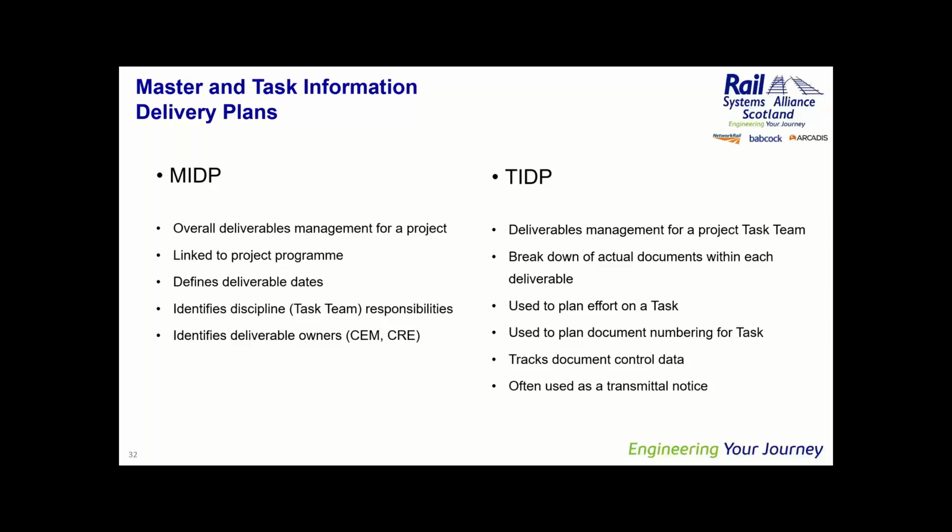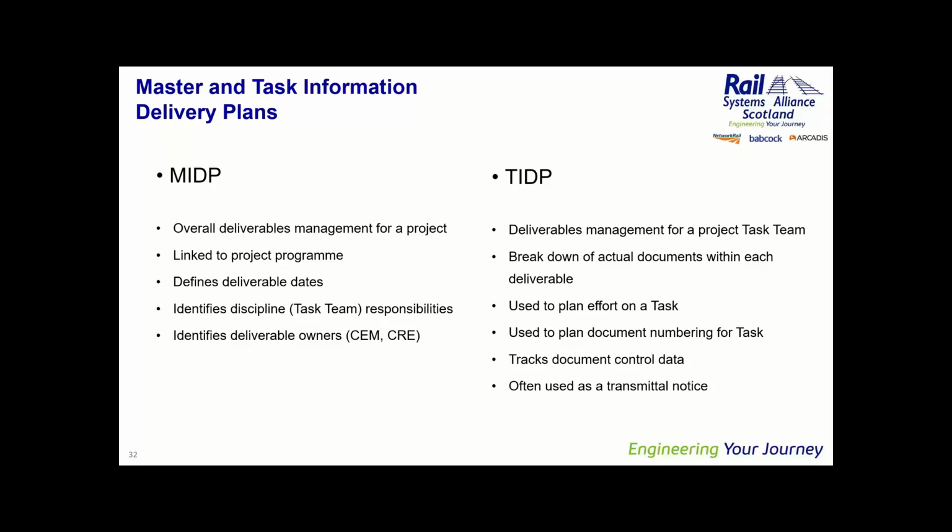The task information delivery plan is the breakdown for a task team, and the term discipline or task team could really be interchangeable there. So for a task team, it would be the actual documents within that deliverable. So for a Form A delivery, you might have a track team, and you might have a civil team, and you might have an electrical team. And so each of those teams then would break down 15 drawings, 5 models, 2 reports, and a risk register or something like that within a TIDP.